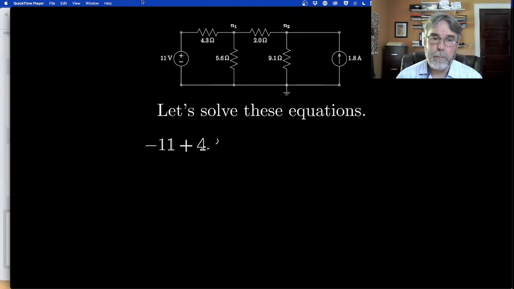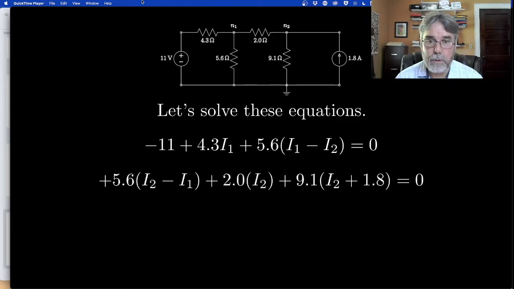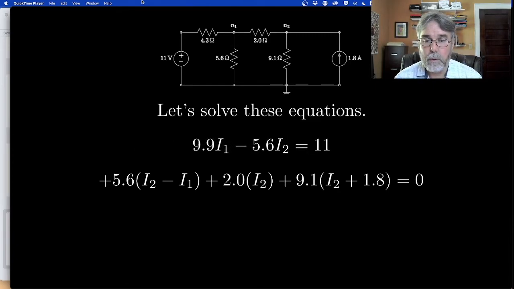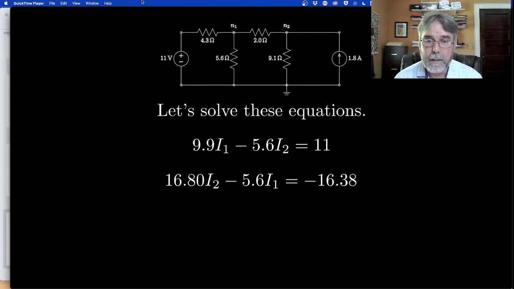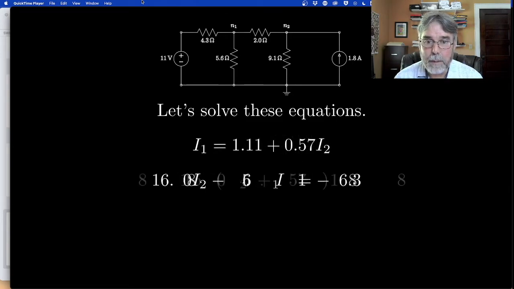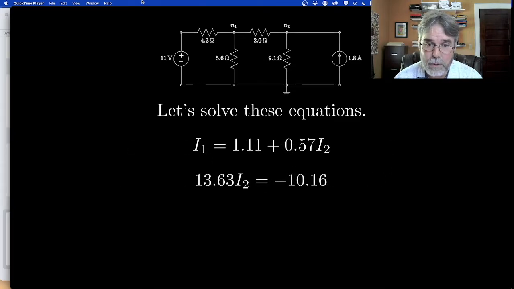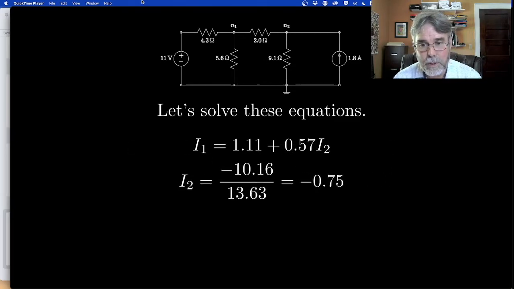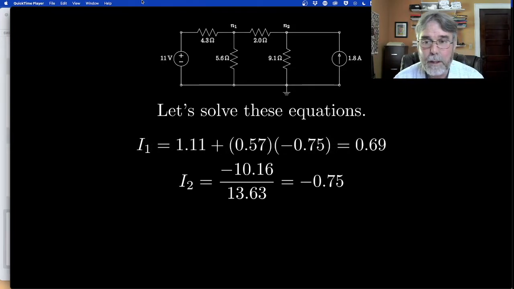We've got the equation from mesh 1. We've got the equation from mesh 2. And we're going to start doing some algebra. So the first thing is we'll pull everything out and get all the I1s and I2s together. Then, if you notice, the top equation, we can solve that for I1, reduce it to decimals, and then replace I1 in the second equation with that expression. Now we have an equation that only has I2 as an unknown. We can solve for I2, then plug that back into the first equation, and then we get a result for I1.